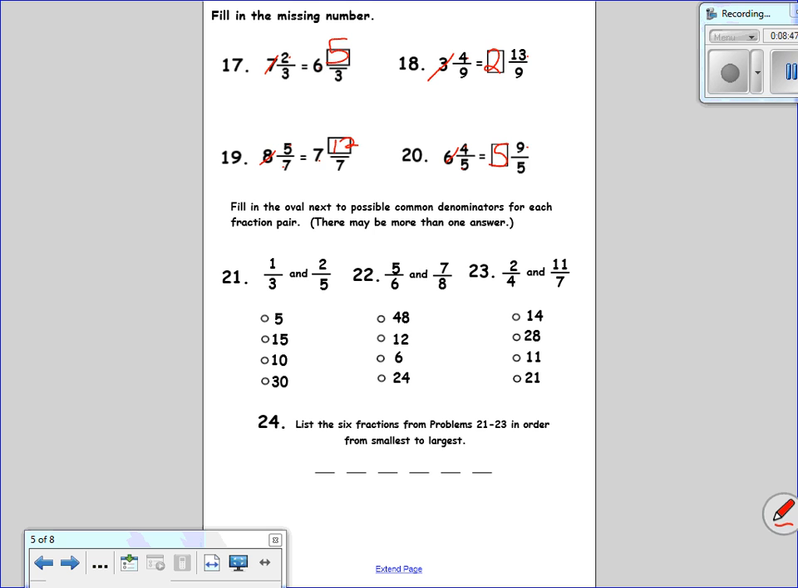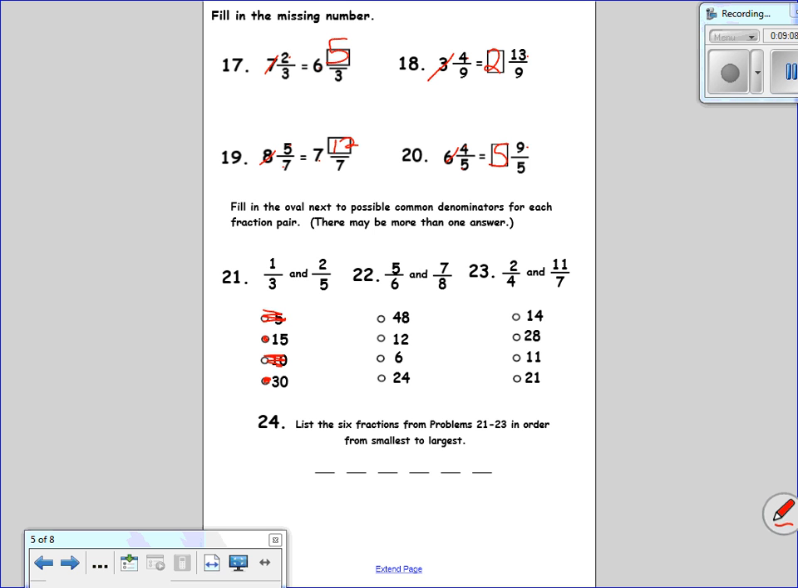Fill in the oval next to the possible common denominators for each fraction pair. So for number 1, we have a 3 and a 5. All right. 5 doesn't work. 3 can't go into 5. 3 can go into 15. 5 can go into 15. That's a good one. 3 can't go into 10. 3 can go into 30. 5 can go into 30. That's a good one. That's how you do this.